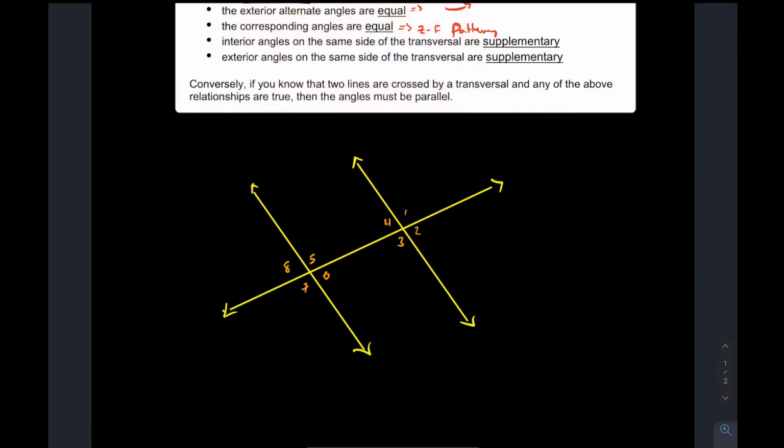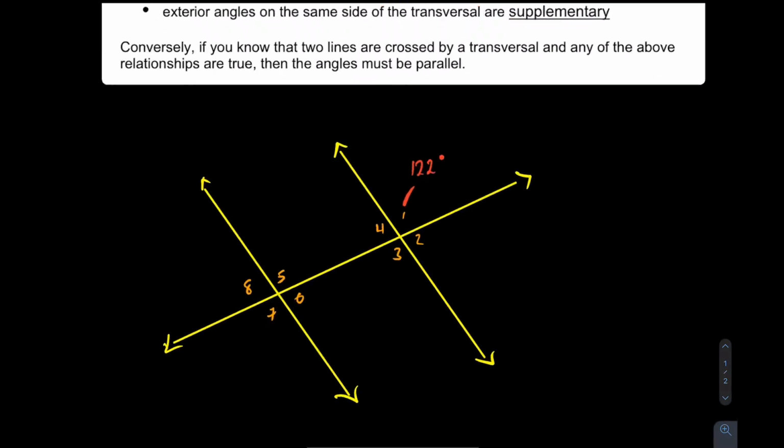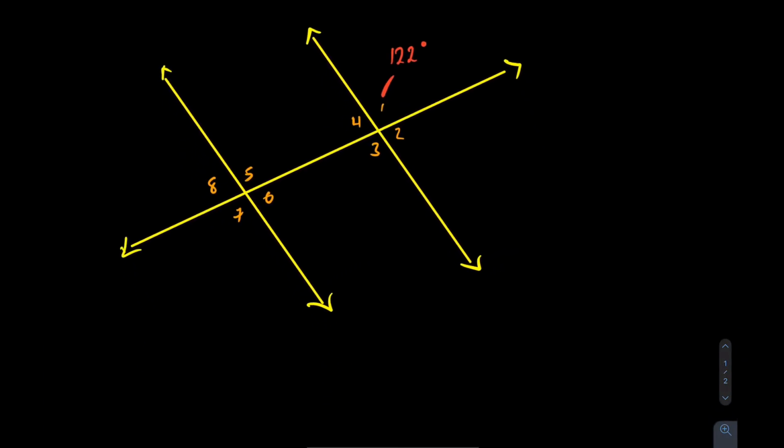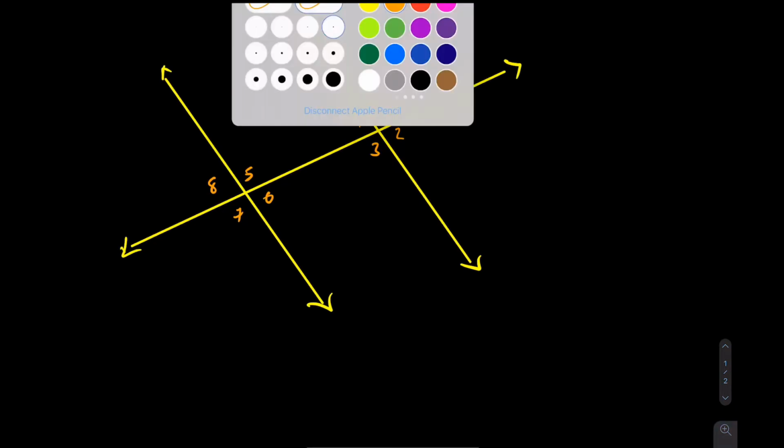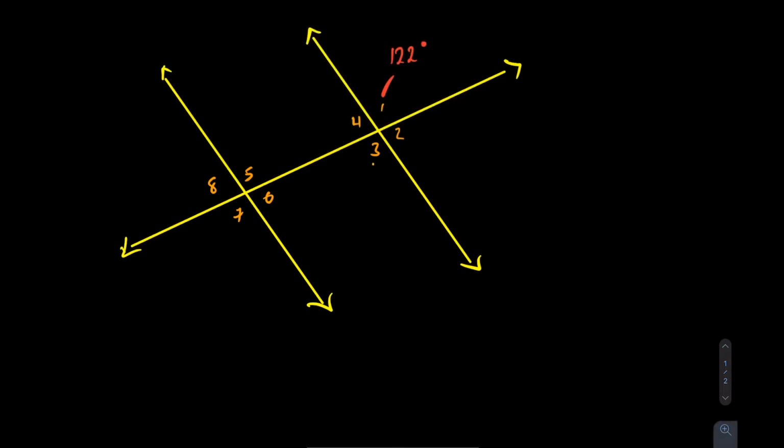We always need to be given at least one of them. And let's say that 1 is equal to 122 degrees. Well, let's see what we can solve here. So let's start with some opposite angles, right? Because we know 1 is 122 degrees, that means that 3 has to be 122 degrees. Opposite angles.